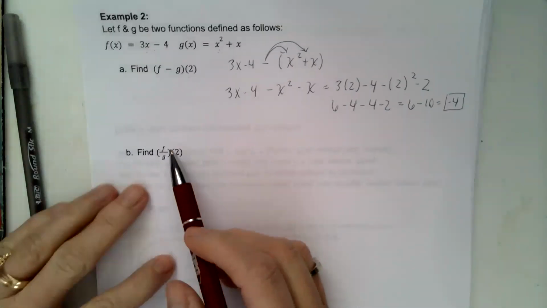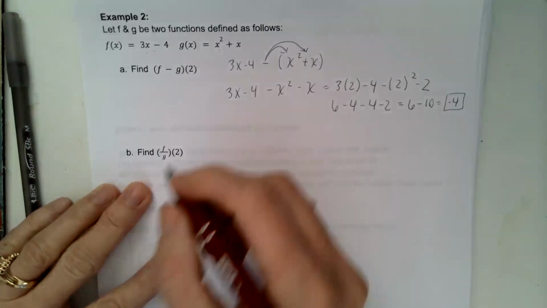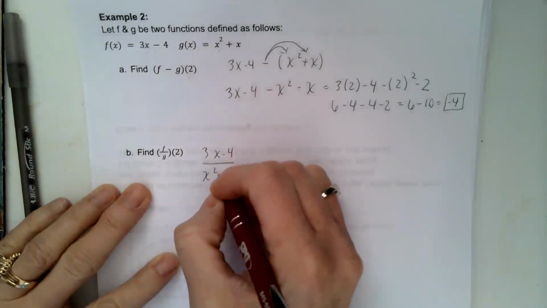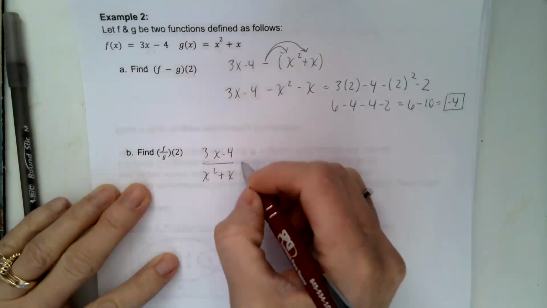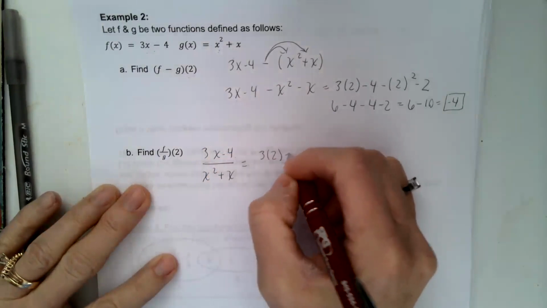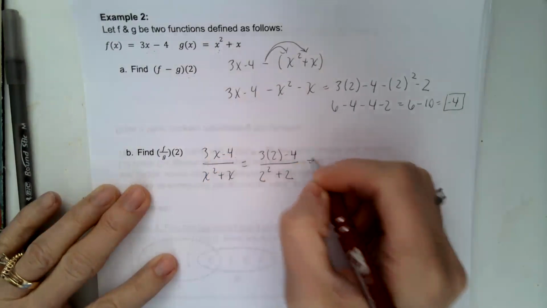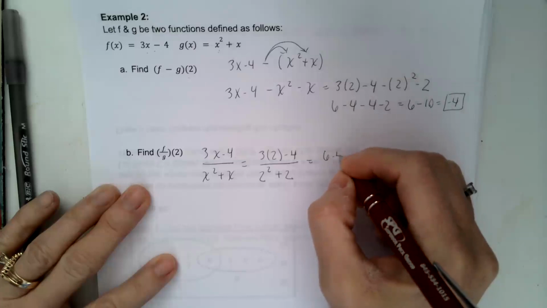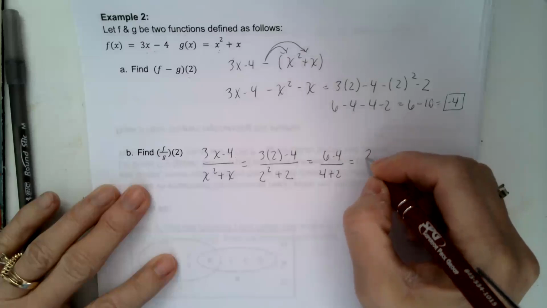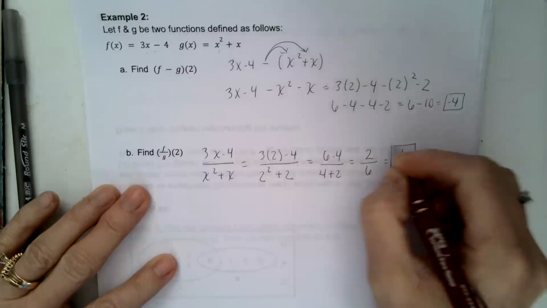Letter B is asking us to take the quotient of f divided by g and then evaluate it at 2. So f divided by g would be 3x minus 4 divided by x squared plus x. The f function divided by the g function. And I'm going to evaluate those at 2. So 3 times 2 minus 4 over 2 squared plus 2. So 6 subtracting 4 over 4 plus 2 simplifies into 2 over 6, or we can reduce that into 1/3.